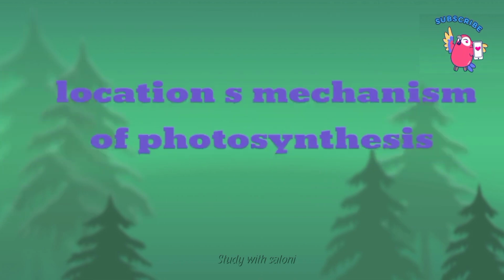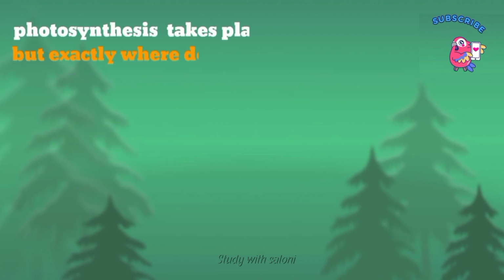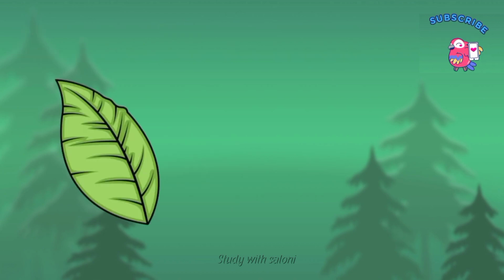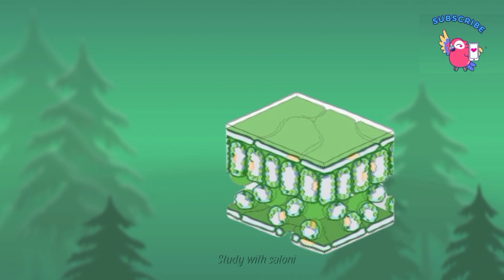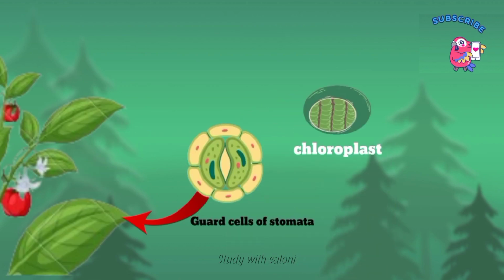Now let us know about the location and mechanism of photosynthesis. We all know that leaf is the site of photosynthesis, but exactly where does it take place inside the leaf? Let us look at the cross section of the leaf. These are the parenchyma cells of a leaf. They have many green-colored plastids called chloroplasts. Chloroplasts are also present in large number in the guard cells of stomata. Chloroplast is the exact place where the photosynthesis takes place.